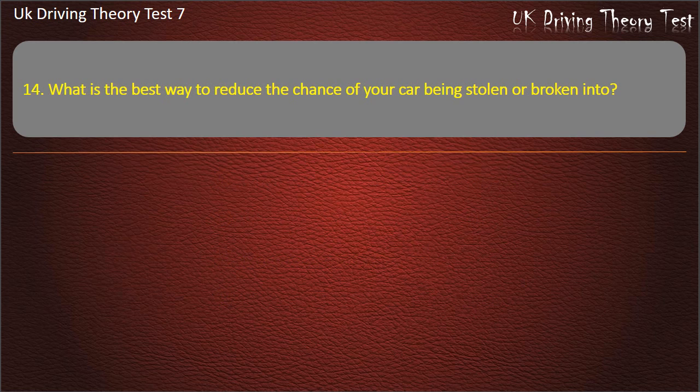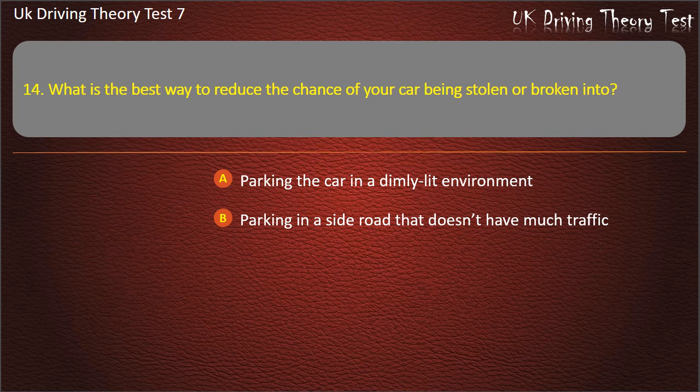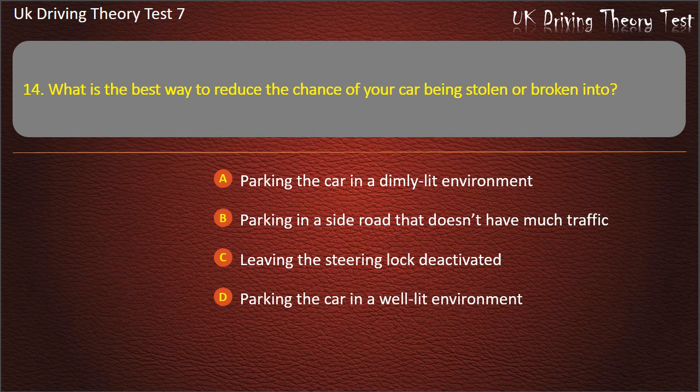Question 14. What is the best way to reduce the chance of your car being stolen or broken into? Parking the car in a dimly lit environment. Parking in a side road that doesn't have much traffic. Leaving the steering lock deactivated. Parking the car in a well-lit environment. Answer. Parking the car in a well-lit environment.